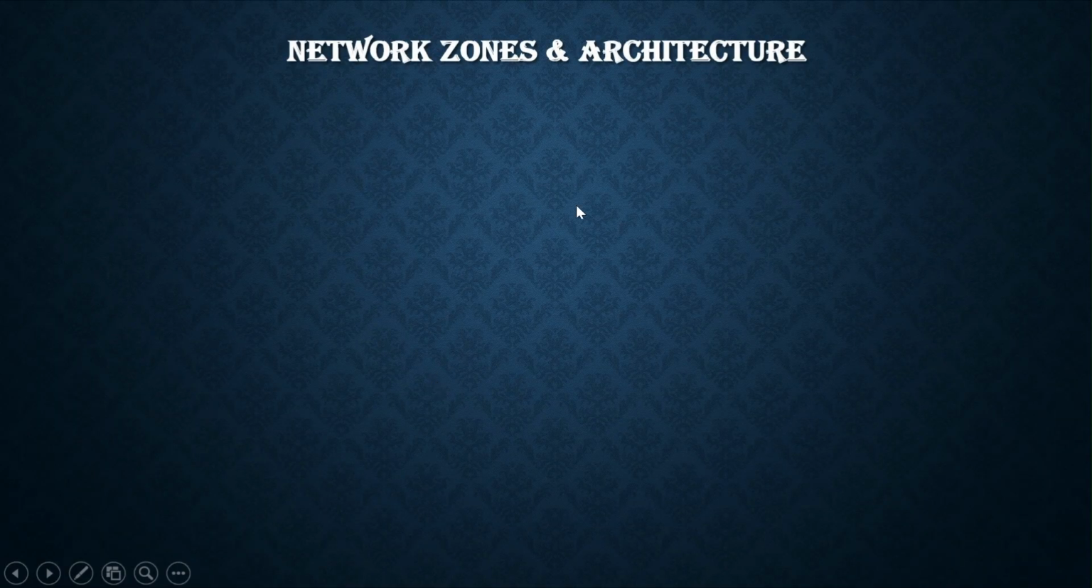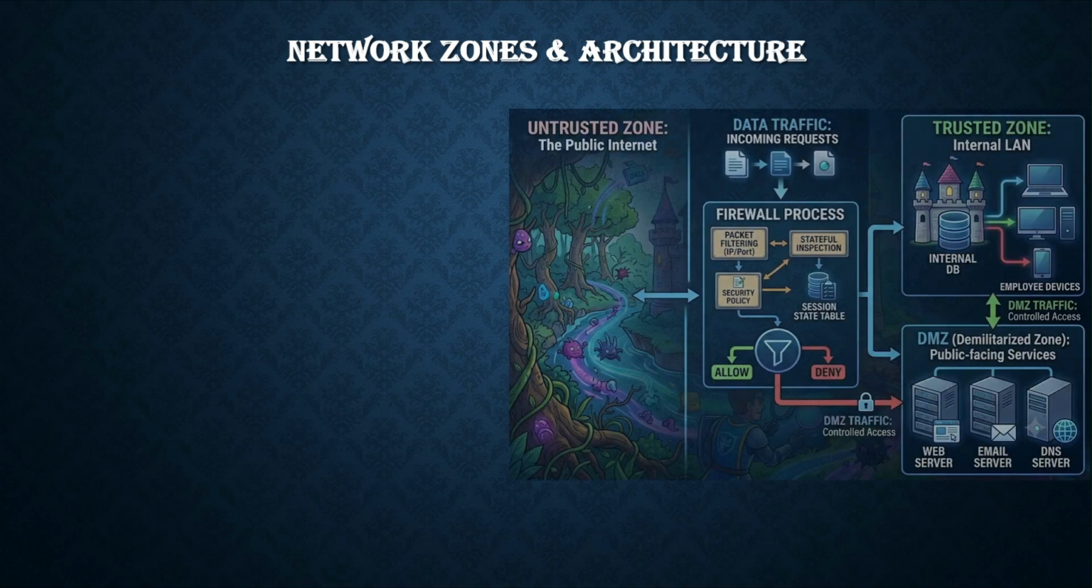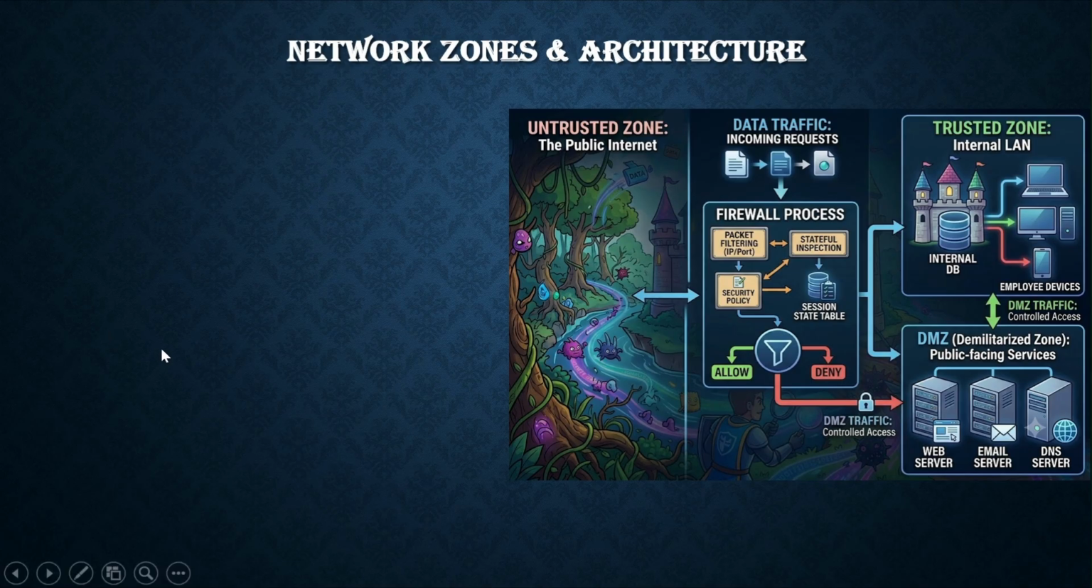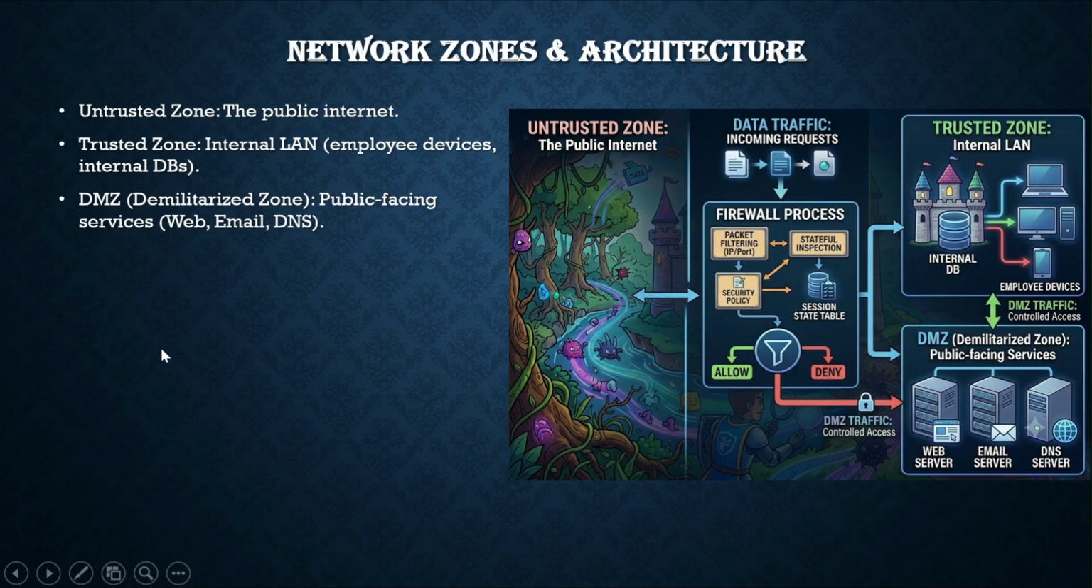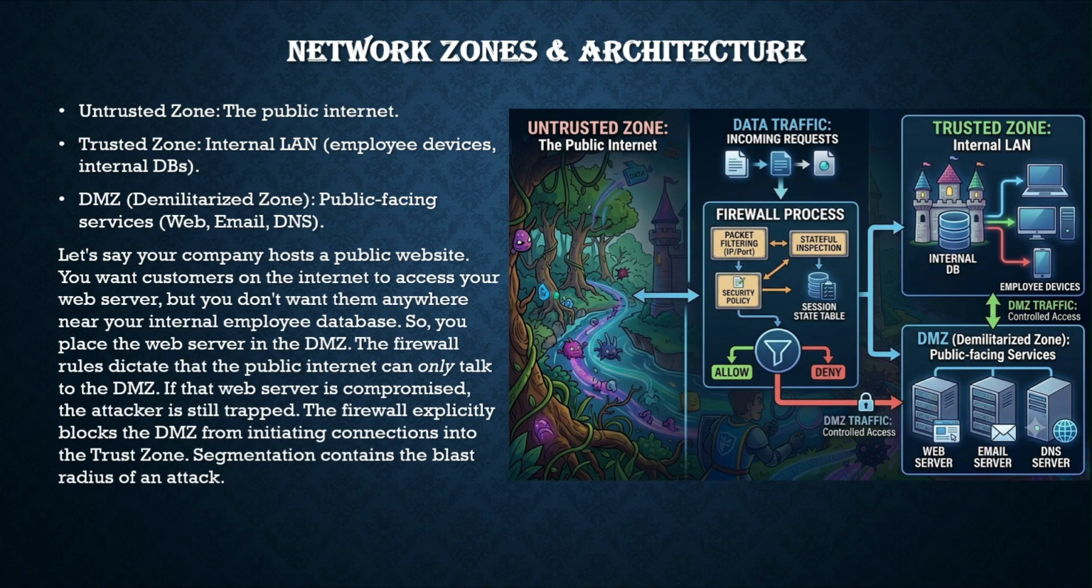Then going further, we need to understand what network zones and architecture are. Relying on just one firewall at the edge of your network is like having a lock on your front door but leaving all the inside rooms wide open. Once an attacker breaches the perimeter, they have free rein. This is where network segmentation and security zones come into play.